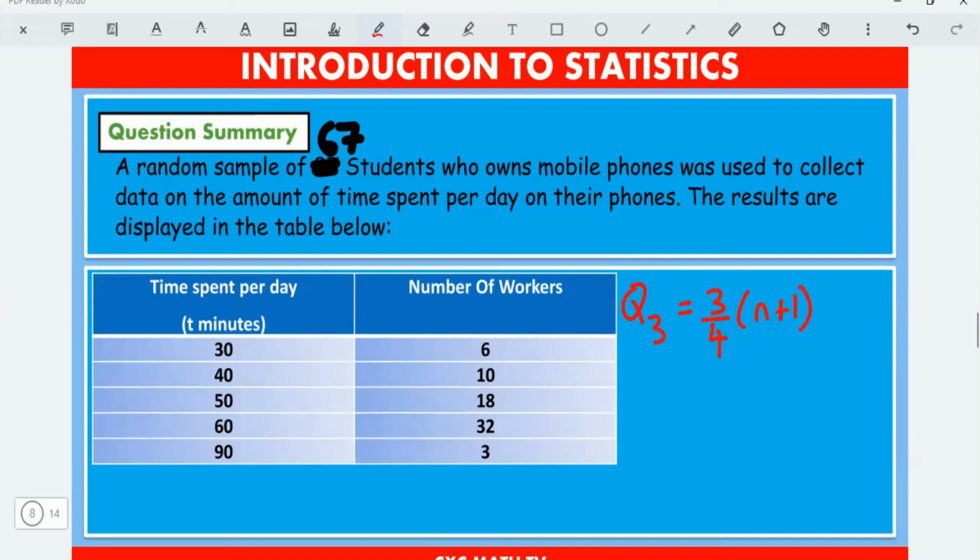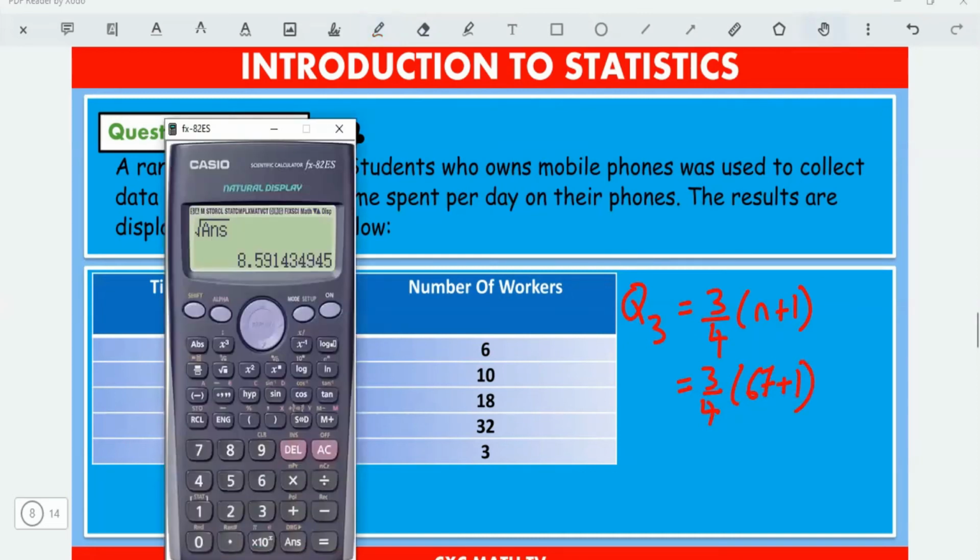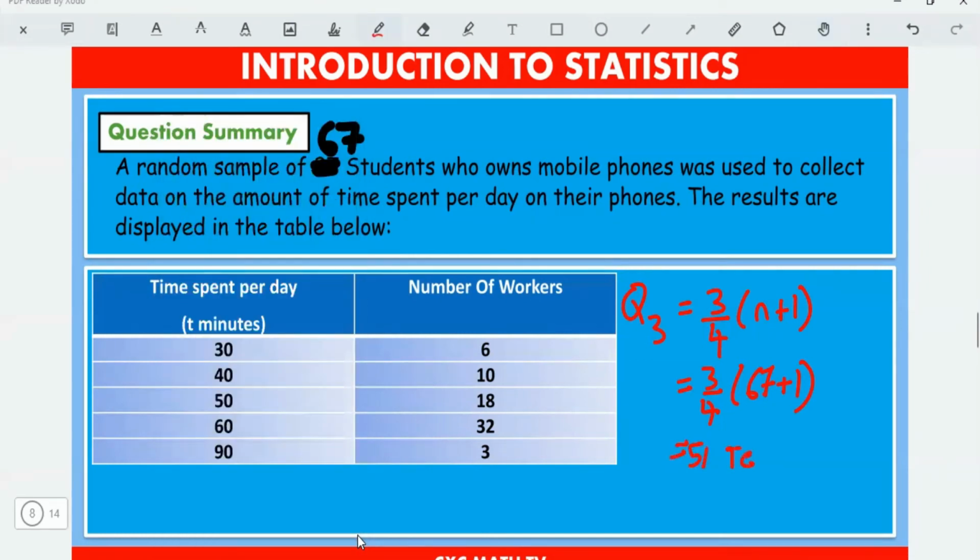N is 67. So 3/4 of 67 plus 1. We'll put that into our calculator. It's always good when we use a calculator, you don't make any mistake. 3/4 of 67 plus 1. In the calculator, we are getting 51. So that's the 51st term. Where's the 51st term located? Right in here.